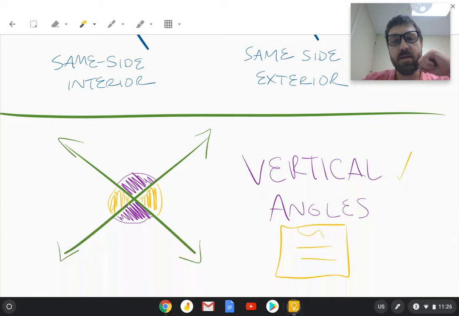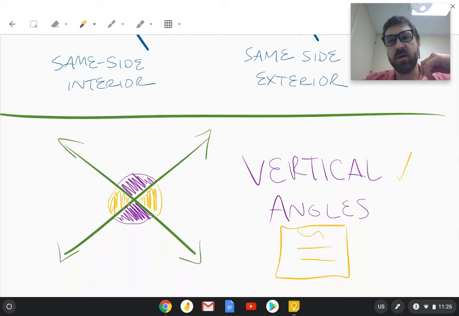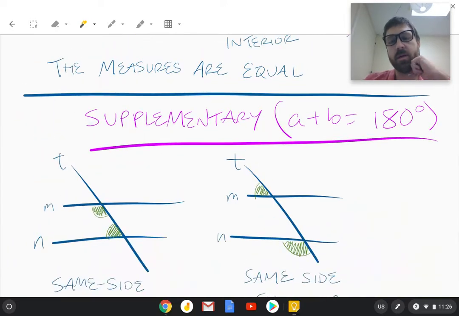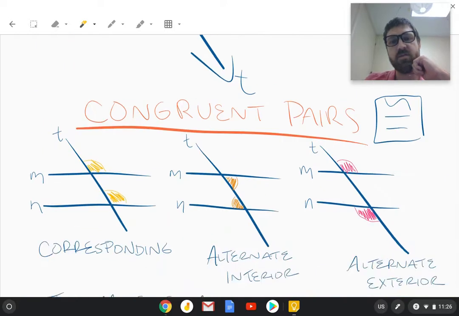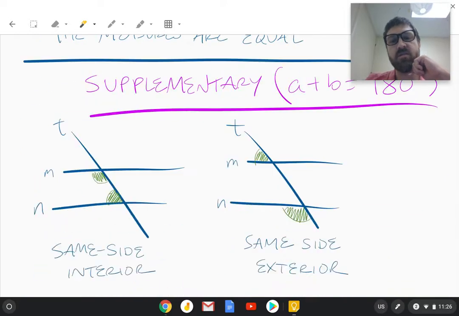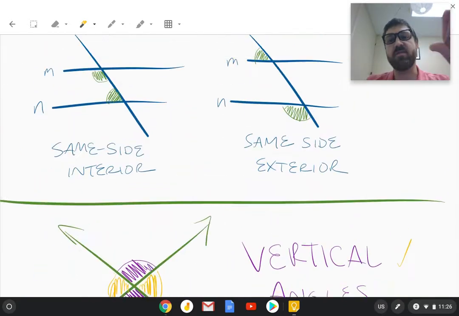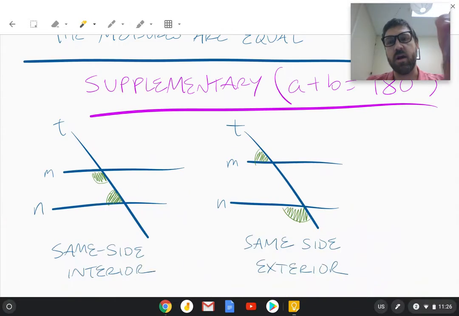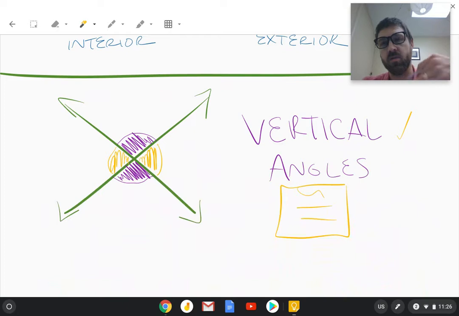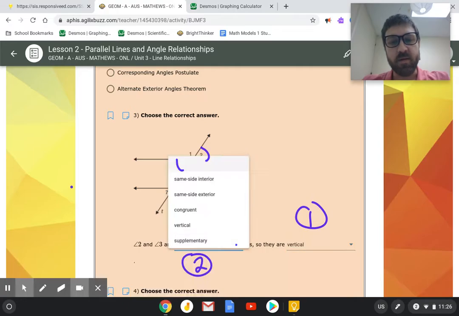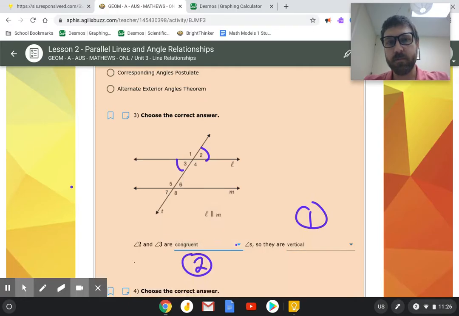Then I decide, is a vertical angle a congruent relationship or a supplementary relationship? So we have these 3 that are congruent. We have these two that are supplementary, and then we also have vertical that is congruent. So really only the same side interior and exterior are supplementary. All the other ones, corresponding, alternate interior, alternate exterior, and vertical, are all congruent relationships. So then I know that this is going to be congruent. So they are vertical and they are congruent.